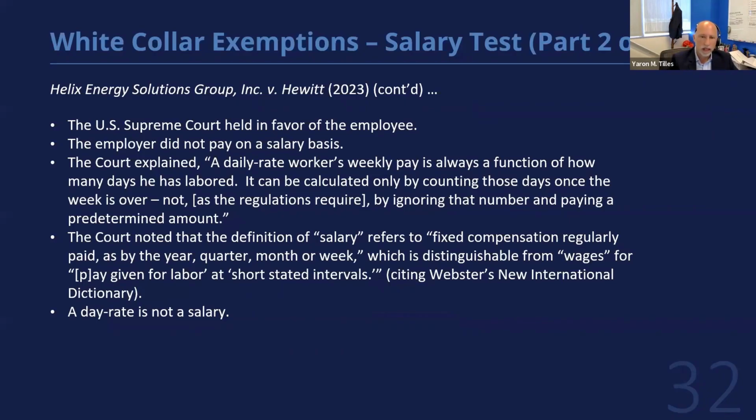The court said that Congress has repeatedly rejected efforts to categorically exempt all highly paid employees from overtime requirements. As the court explained, a daily rate worker's weekly pay is always a function of how many days he has labored. It can be calculated only by counting those days once the week is over, not, as the regulations require, by ignoring that number and paying a predetermined amount.